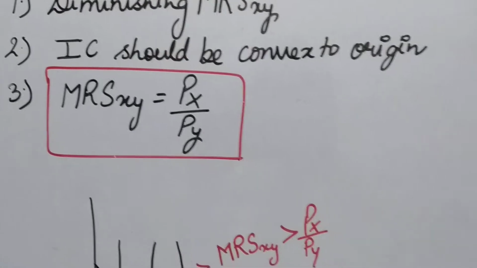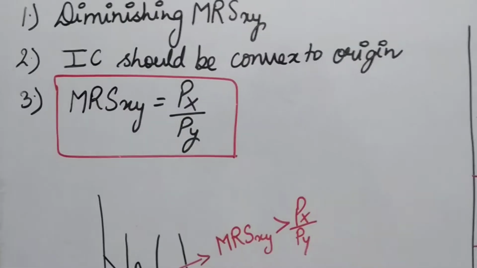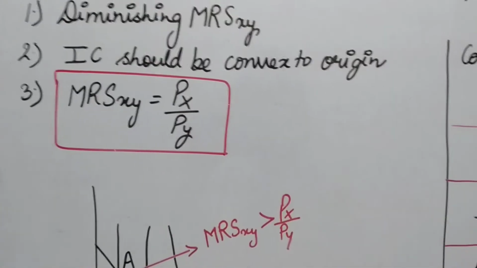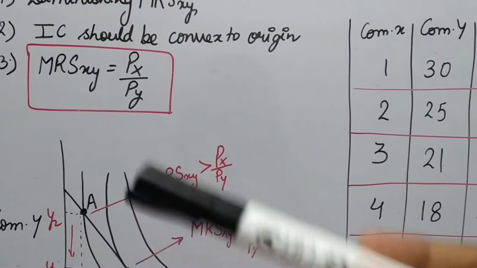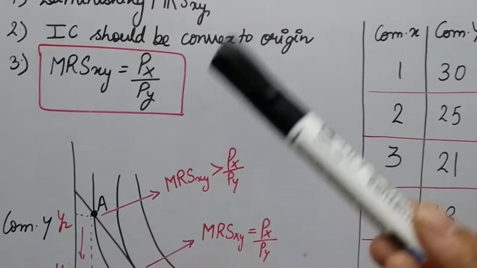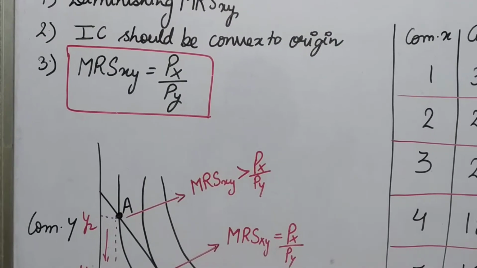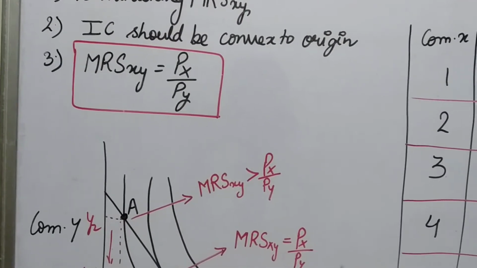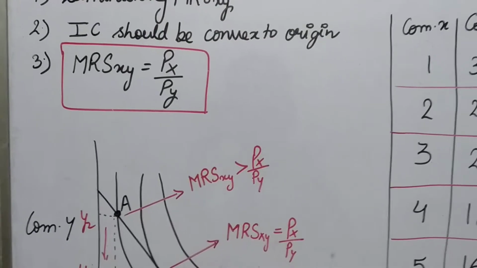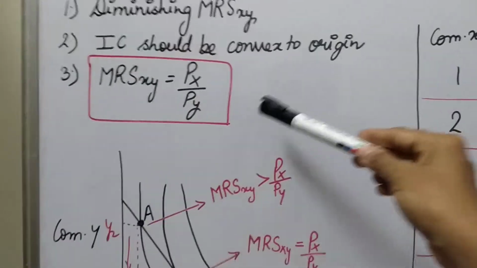This is the 6 mark question which is usually asked. Or maybe why MRS of XY is equal to Px upon Py. In this way also we can directly ask the question. Or why the consumer is in equilibrium where the indifference curve is tangent to the budget line. Three questions can be framed from this condition, so this condition we will discuss.